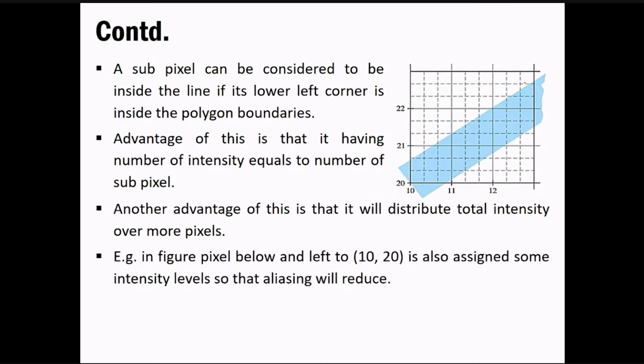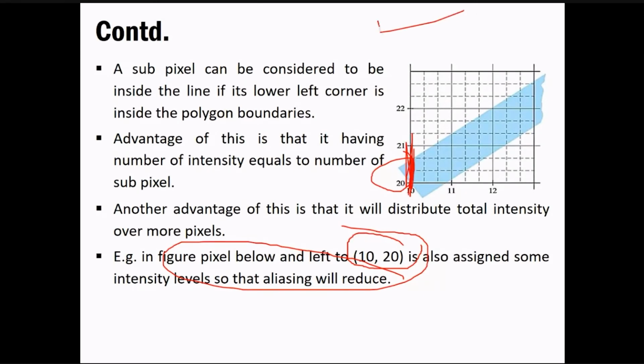Okay, so now over here we have one thing in the figure, the pixel below and left of 10, 20. Okay, so this is also assigned some intensity value so that aliasing will reduce. So now you can consider this case. The pixel 10, 20 is also assigned some intensity value so that the aliasing will reduce. Instead of stopping at this stage, if you have something to be displayed, it gets finished at this stage.